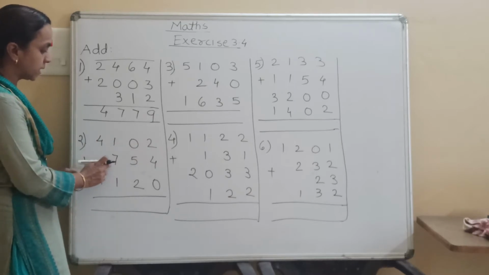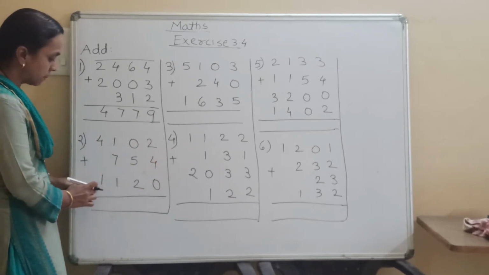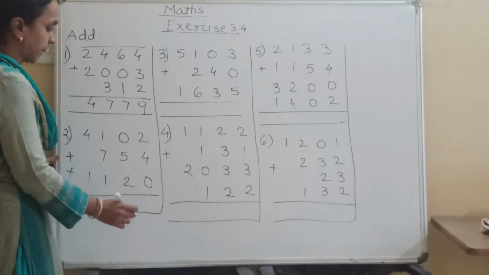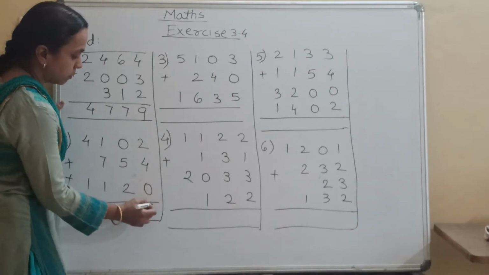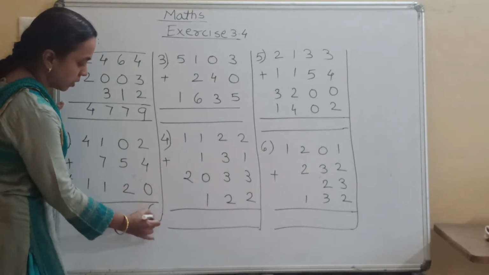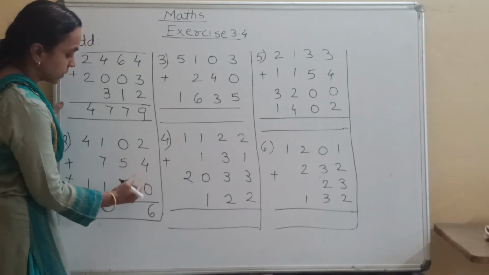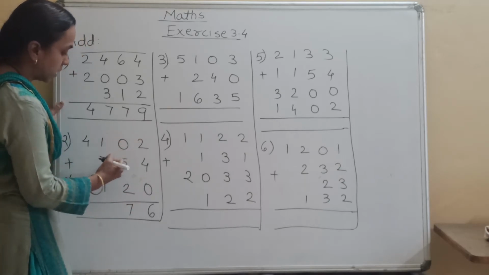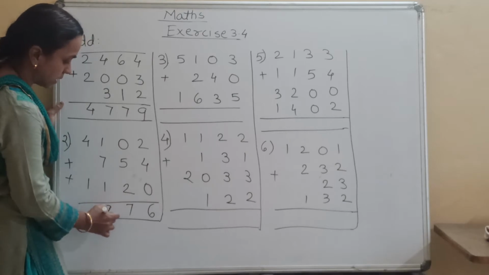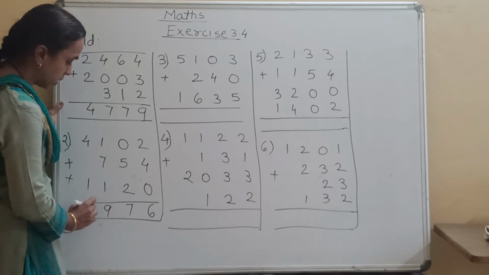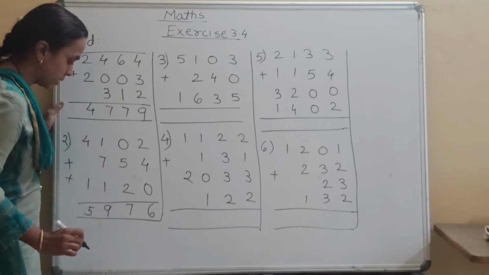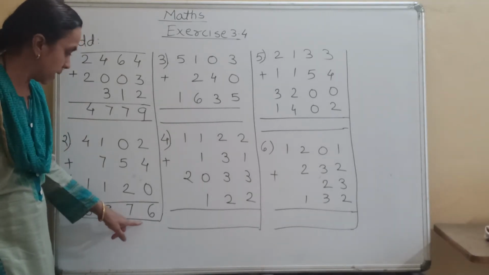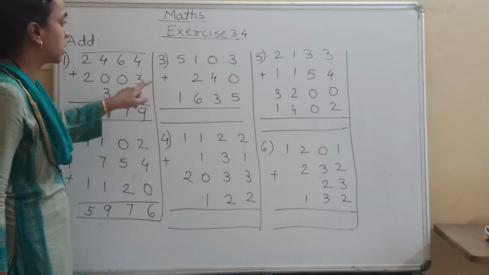4102 plus 754 plus 1120. 4 plus 2, 6, 6 plus 0, 6, 5 plus 2, 7, 7 plus 0, 7, 7 plus 1, 8, 8 plus 1, 9, 4 plus 1, 5. So answer is 5976. Now see third example.